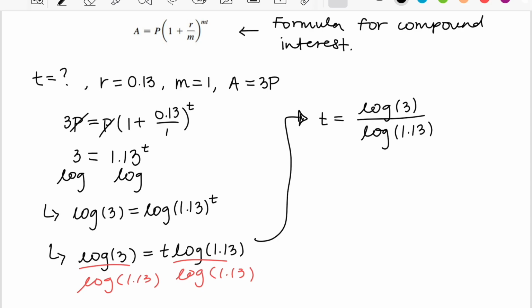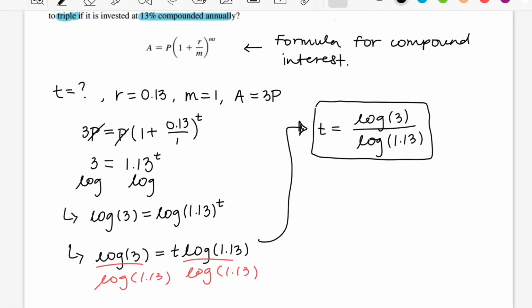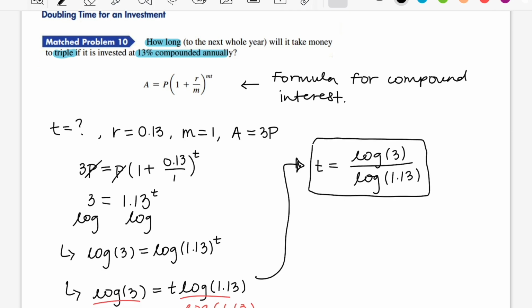All right, and this is our answer. Sorry, I did not put that in the calculator in advance, so I don't know the exact number, but you're welcome to plug it into a calculator. And that is how long it would take our money to triple if invested at 13% and compounded annually.